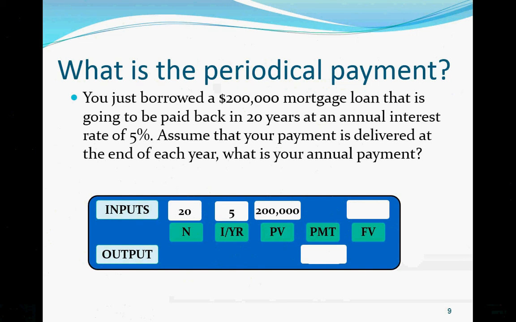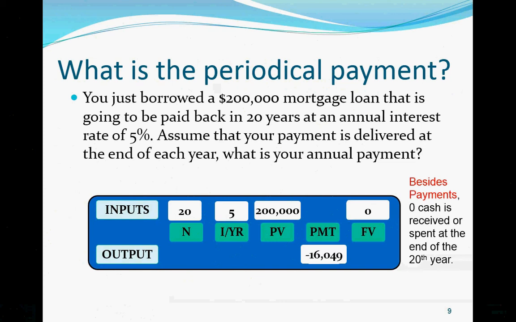And what about the future value? So you're gonna pay off the $200,000 with an annual mortgage payment, and there's no payment being made in addition to that 20-year payment, 20 payments for 20 years. So there's no money in addition to those 20 payments. So your future value should be 0. And then you solve for payment, and make sure that the payment is made at the end of each period. And then that's your number.